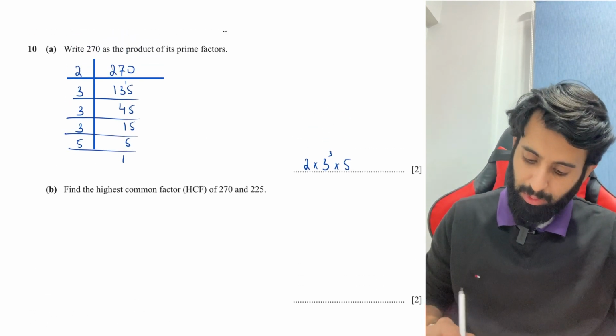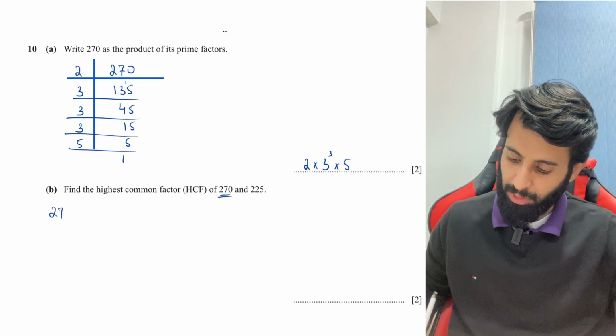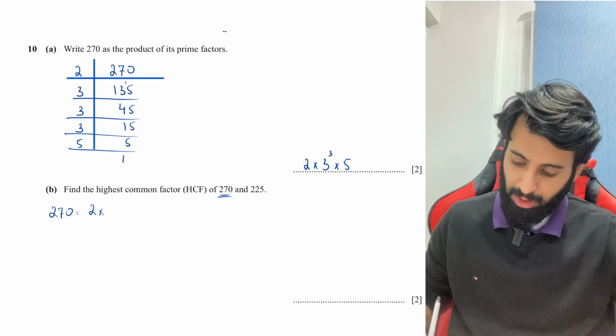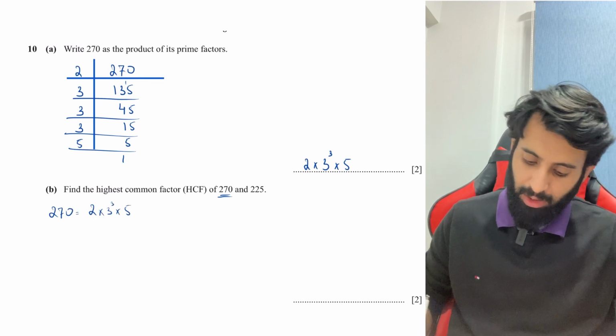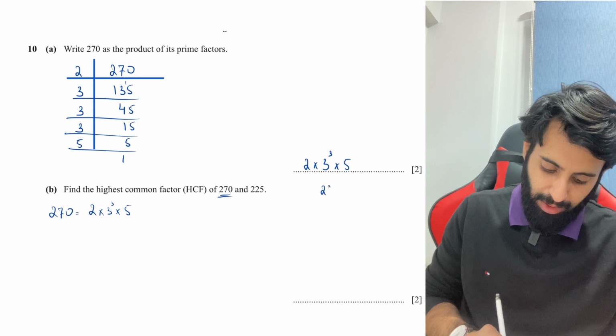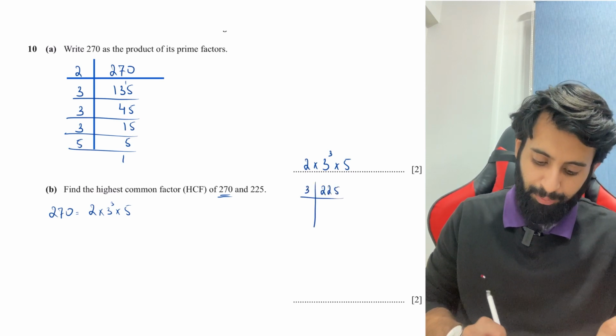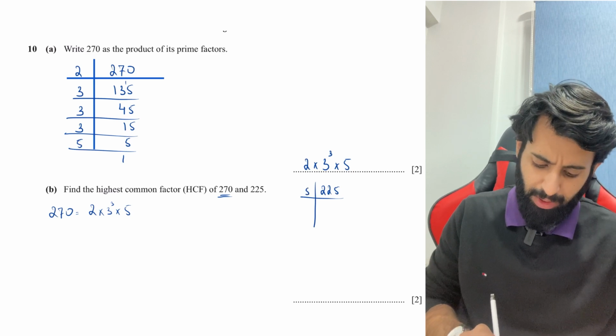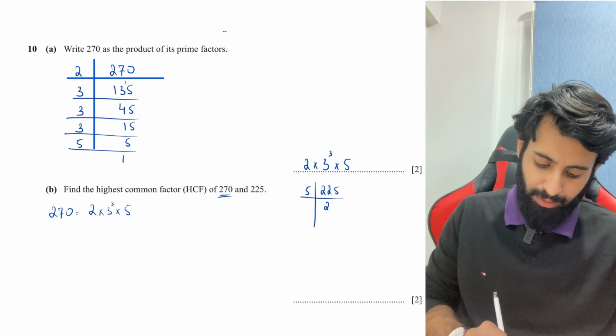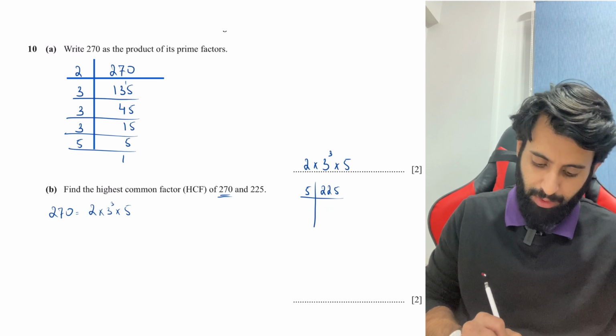So the good thing is the question has already made us write 270 as a product of its prime factors, which is 2 times 3 cubed times 5. Now we can write 225 as a product of its prime factors. So we start dividing 225 by 3. Actually, you can also divide by 5, I think that'll be a lot easier. In fact, let's just go with 3.